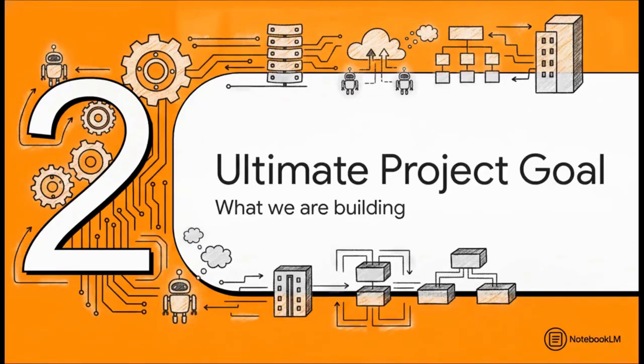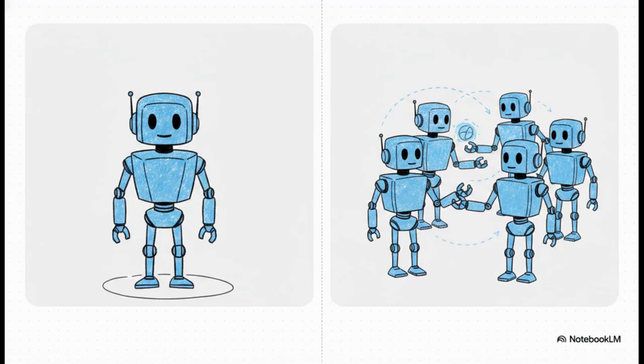Section 2. The ultimate project goal. What we are building. Think about our baseline up to now, the single AI agent. It's basically one prompt, one agent, one output. It's safe, it's predictable, and honestly, it's highly constrained. But now compare that to a team of AI agents.